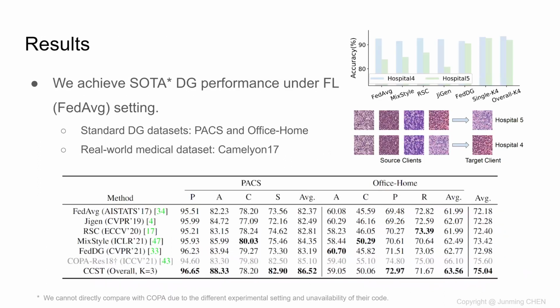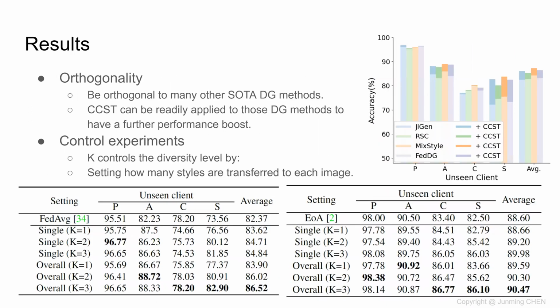We achieve state-of-the-art domain generalization performance on the federated learning setting on 3 public datasets. Note that we cannot directly compare with COPA due to the different experimental setting and availability of their code. Our method is also orthogonal to many other SOTA domain generalization methods. Therefore, CCST can be readily applied to those domain generalization methods to have a further performance boost.